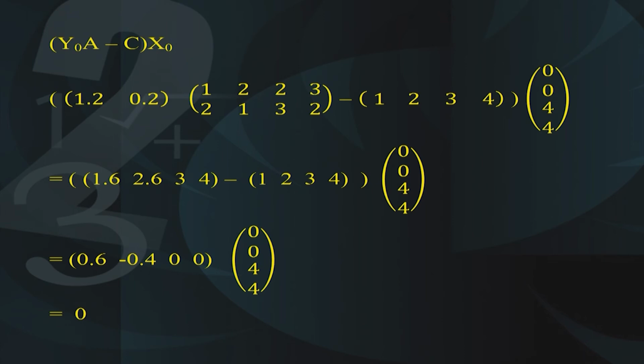The first part is as follows, that is y naught (A minus c) x naught. Now, what is y naught? Y naught is the point of the dual, and that is nothing but 1.2, 0.2. Similarly, what is A? A is the coefficient matrix of the constraints, that is 1, 2, 2, 1, 2, 3, 3, 2, minus C. What is C? C is nothing but the coefficients of the objective function of the primal, that is 1, 2, 3 and 4. Then we have x naught. Now, what is x naught? X naught is the feasible solution of the primal. It is nothing but 0, 0, 4, 4.